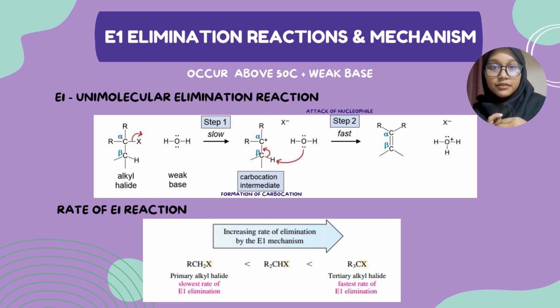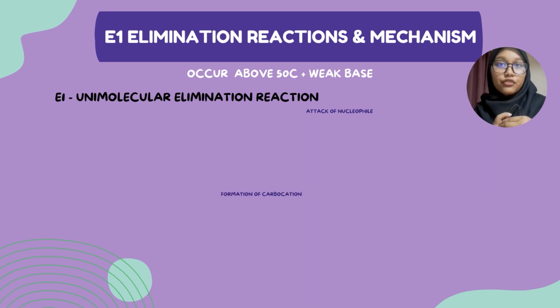Let's look at an example. First step, the alpha carbon loses the halogen X. Hence, the positive charge appears on the alpha carbon. This we call the formation of a carbocation. Secondly, a nucleophile will attack the beta hydrogen. As a result, it loses hydrogen and we get a double bond compound. And the rate of E1 reaction: tertiary alkyl halide has the fastest rate of E1 elimination. Meanwhile, primary alkyl halide has the slowest rate of E1 elimination.